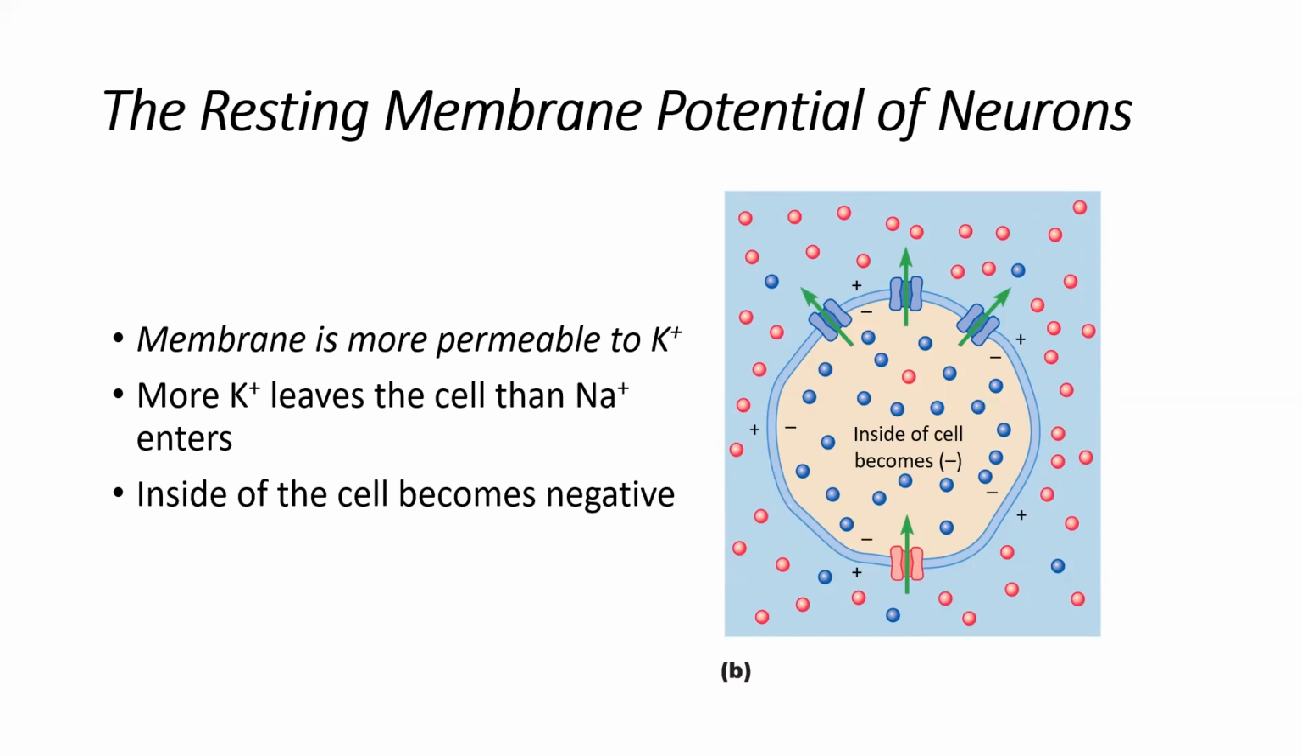And so more of it is going to leave than sodium, which is kind of all trying to rush through this one door, or there are fewer channels, let's say. There's fewer channels or fewer doorways or fewer opportunities for sodium to enter the cell. So more potassium leaves the cell. And so what we end up seeing is that the inside of the cell becomes more negative, okay?